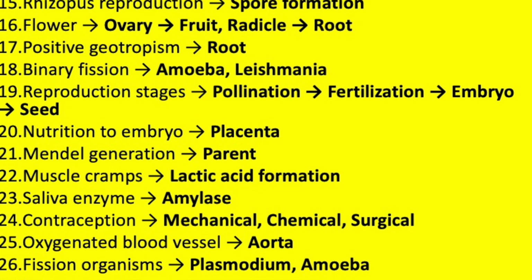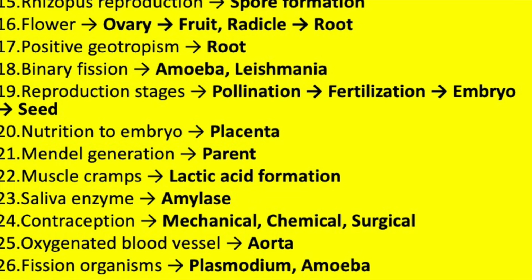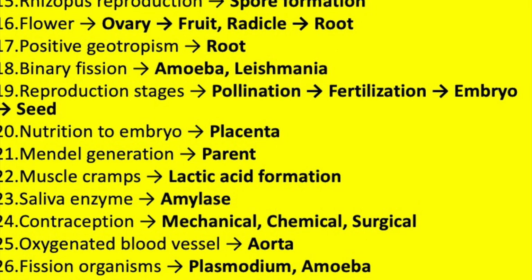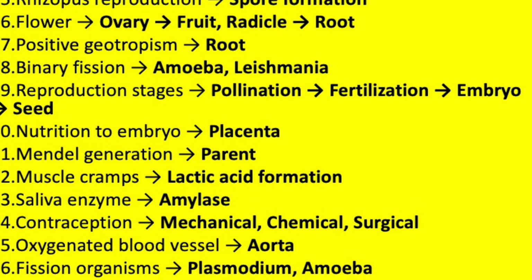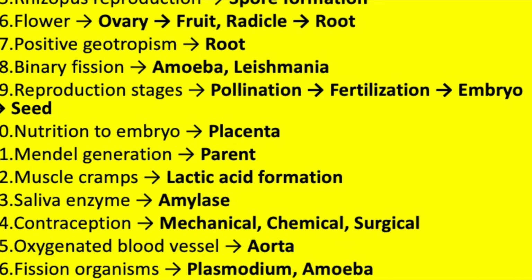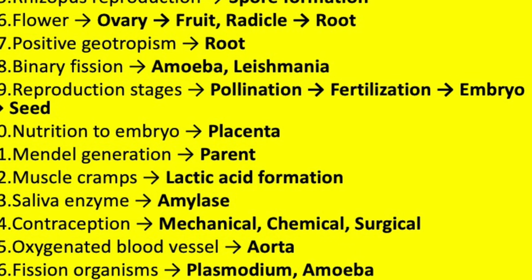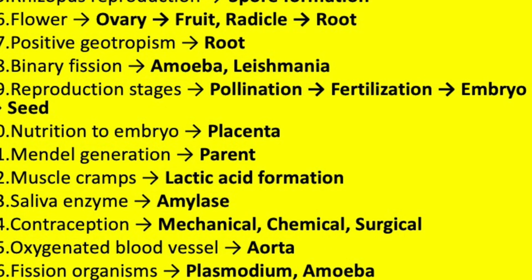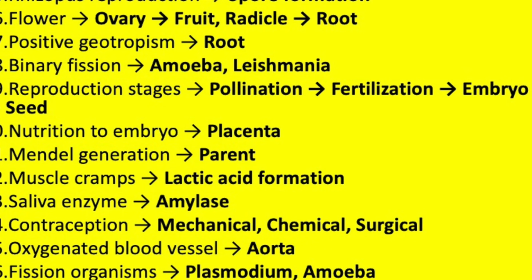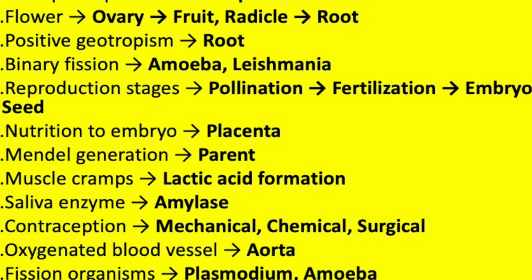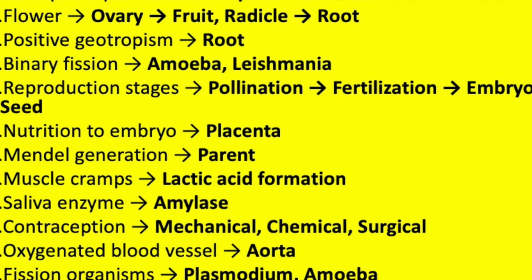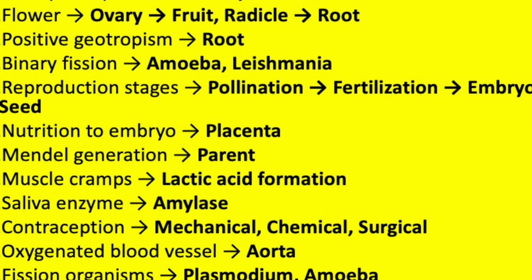The reproduction stages are pollination, fertilization, embryo formation, and finally seed formation. Placenta is the part which provides nutrition to the embryo. Mendel has taken parent generation to cross and get the F1 progeny.